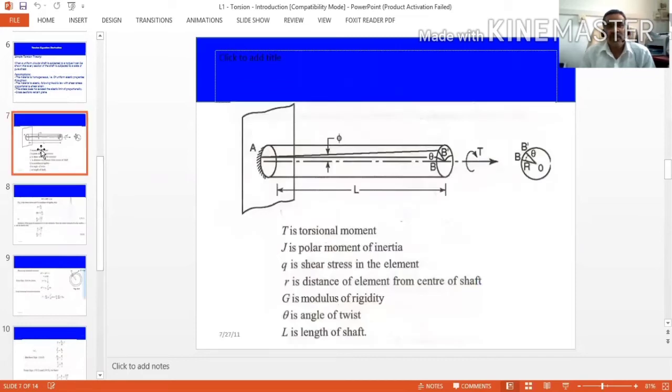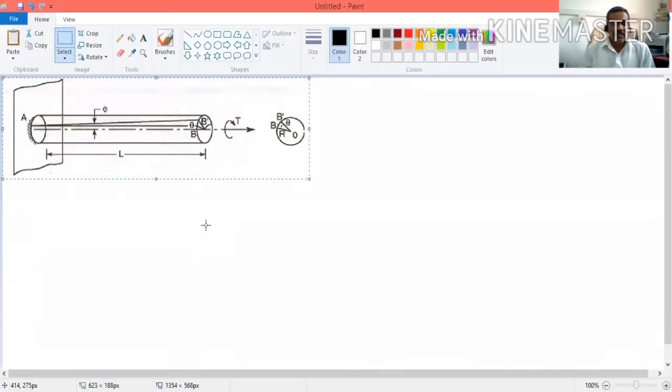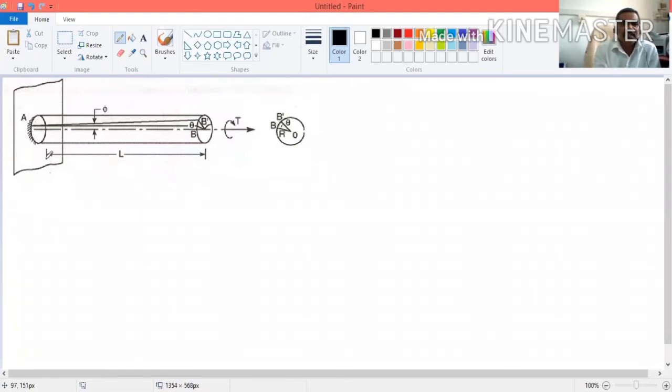Now you take a shaft like this. Now we are going to do the derivation, right? Here we have a shaft. The shaft length is L, and the radius is capital R. You can see in the side view that the radius of the shaft is capital R.